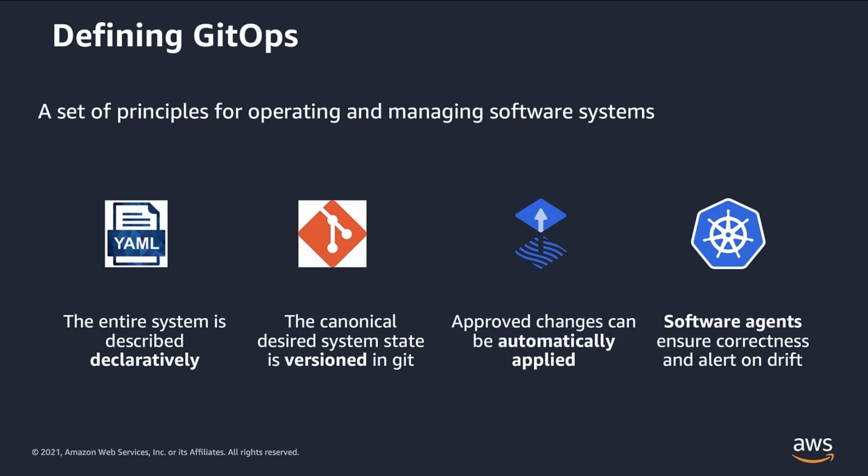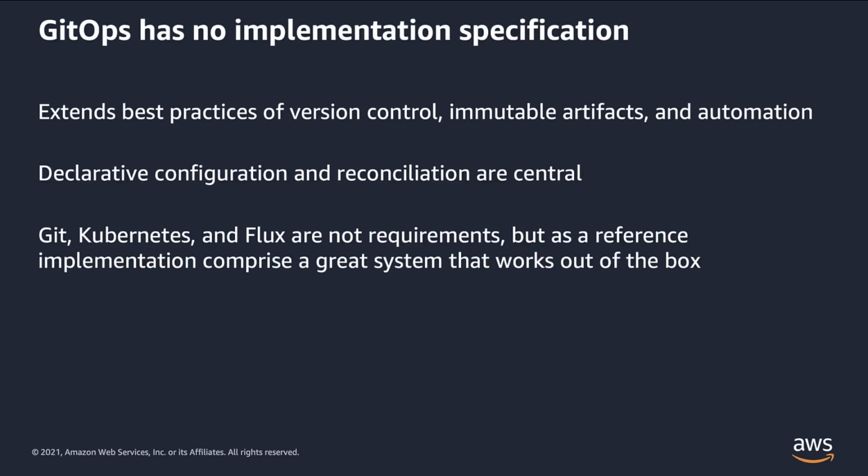The entire system is described declaratively. That means you have declarative configuration not only for your workloads, but for your clusters, add-on software, and infrastructure. Everything is described declaratively. Then that declarative configuration is in Git. It is versioned. Approved changes, which are defined there, can be automatically applied to the system. And software agents within the system ensure correctness of those deployments and changes. That's it, effectively. There's no implementation spec beyond this set of principles. That's GitOps, right?